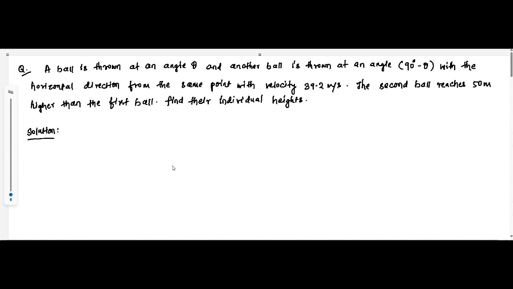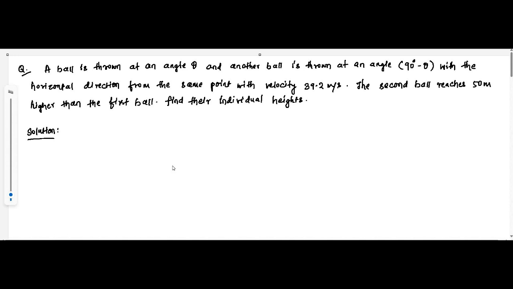So here is another question on projectile motion with angular projection. It is given that a ball is thrown at an angle theta and another ball is thrown at an angle 90 degree minus theta from the same point with respect to the horizontal direction, with an initial projection velocity of 39.2 meter per second. The second ball reaches 50 meter higher than the first ball, which means 50 meter higher than the maximum height achieved by the first ball. So we have to find their individual heights.